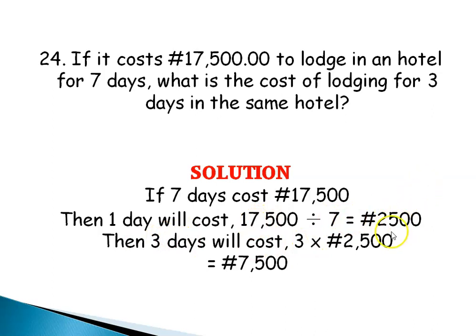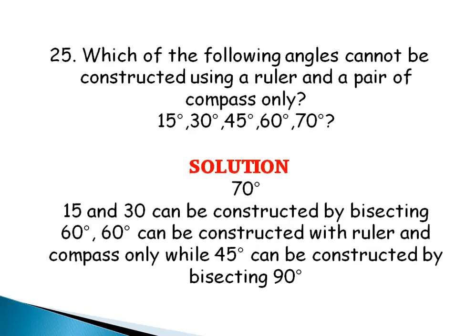So if 1 day is 2,500, then 3 days will cost 3 times 2,500. And that is 7,500. Is that okay? Very good. Question 25. Which of the following angles cannot be constructed using a ruler and a pair of compass only? Is it 15 degree, 30 degree, 45 degree, 60 degree, 70 degree?